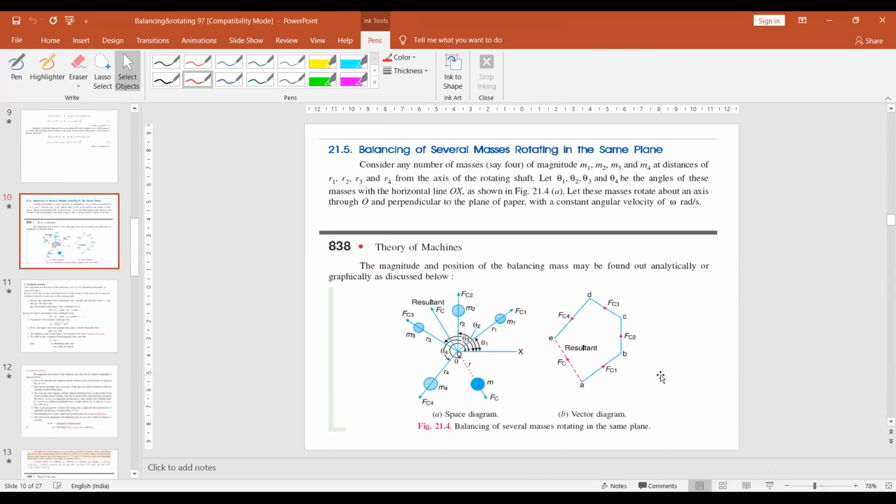Once you observe the diagrams, in that space diagram, figure A represents the space diagram and figure B represents the vector diagram. In the earlier session we already covered this derivation, that is the analytical method. By the analytical method we already found it out. And now we are going to see the graphical method, how to solve the problem by the graphical method.